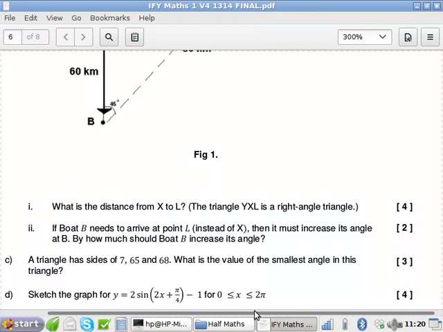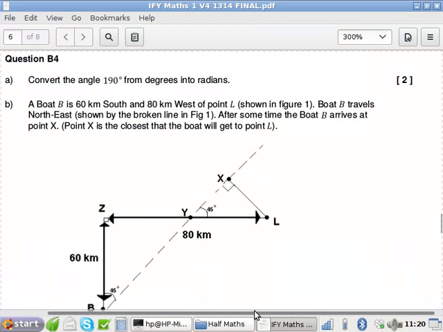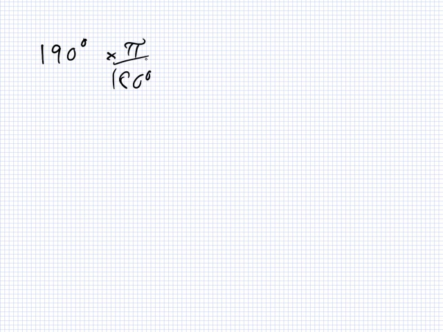Okay, so let's go to the diagram. Oh, well, the first one is easy. What do you multiply 190 by to make it into radians? Pi over 180. Yeah. So if I do that, 190 multiplied by pi over 180, you get 3.32 radians. But what is the question, Simon?